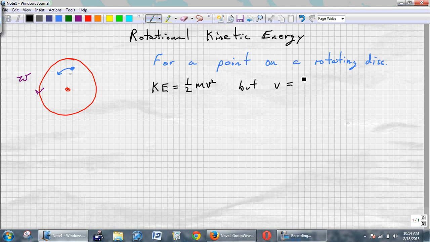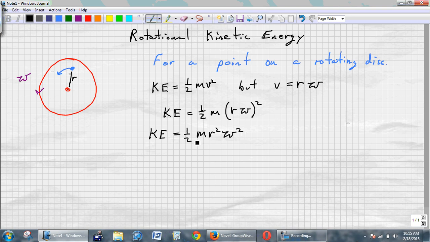that that object or that point is moving at, is equal to r omega, the radius times the angular velocity. So this r here. What we can do is go ahead and substitute in. So what we'll get is that kinetic energy for that spot that's rotating is going to be equal to 1/2 times m times r omega squared. So that gives us kinetic energy is equal to 1/2 m r squared omega squared.